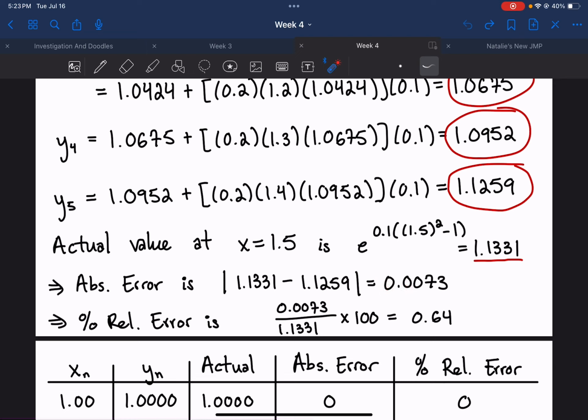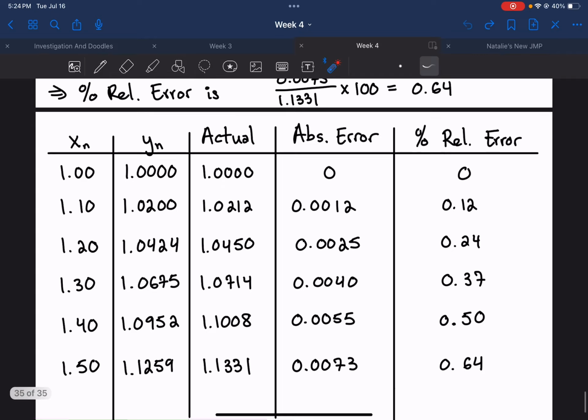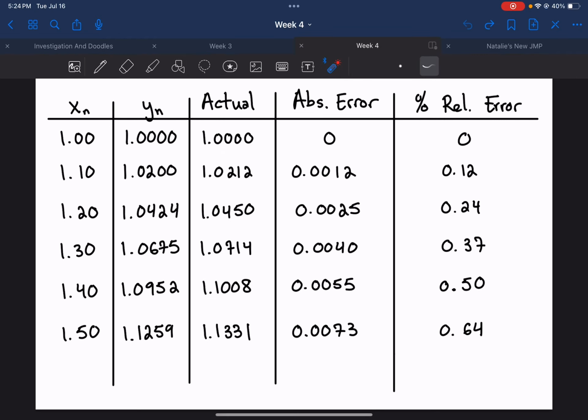And my percent relative error is the absolute error divided by the actual value times 100. So that's 0.64%. This is a percent. 0.64% error. Now, I can do the same for the absolute error and the relative error all the way down the table.